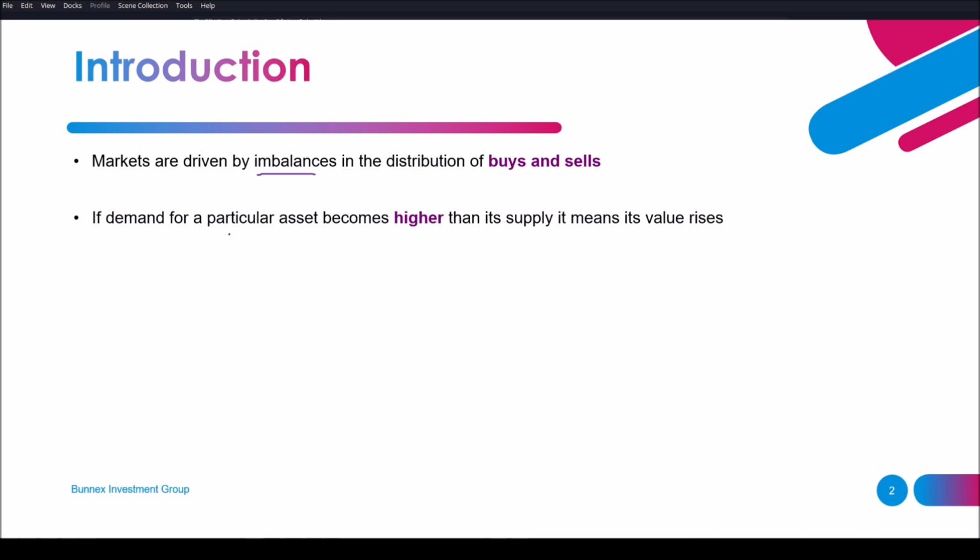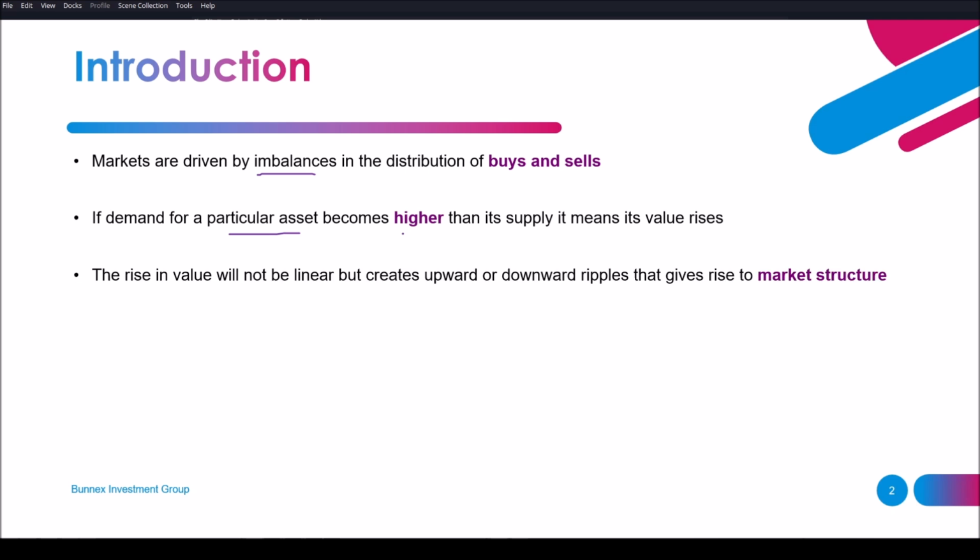So if demand for a particular asset becomes higher than its supply, it means its value rises. And the rise in value will not be linear. In actual fact, we would not expect to see a jump from $1 to $10, from $10 to $20, with equivalent magnitude, but it creates upward or downward ripples that give rise to what we call market structure. Basically, something jagged like this.